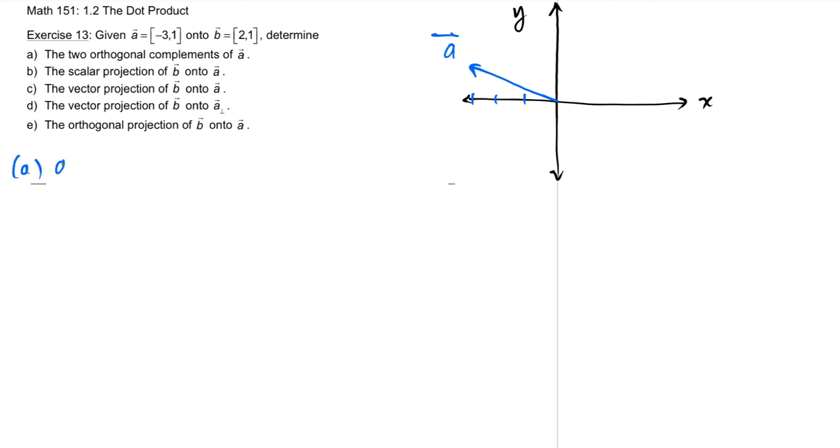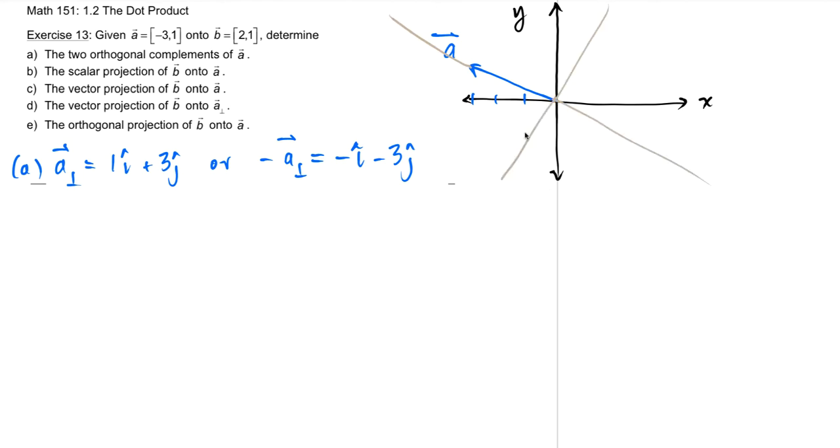we can find them by saying A perpendicular. We can swap the components and change the sign of only one of them, giving us positive 1 i hat plus 3 j hat, or the negative of that vector, which will be given by negative i hat minus 3 j hat. We can see then if we imagine this is a line, what we're basically doing is drawing a perpendicular line and rotating that vector in blue 90 degrees so that instead of over 3 up 1, we're going over 1 up 3.